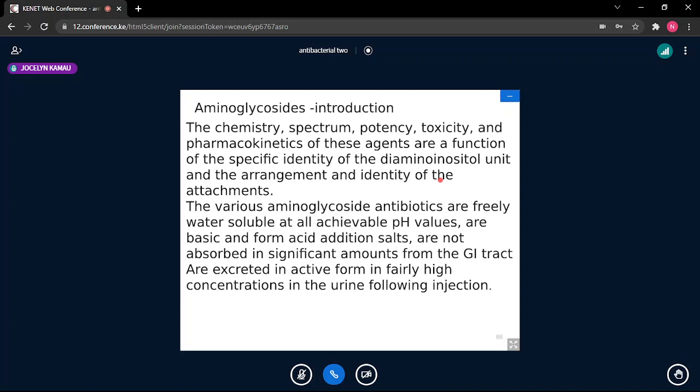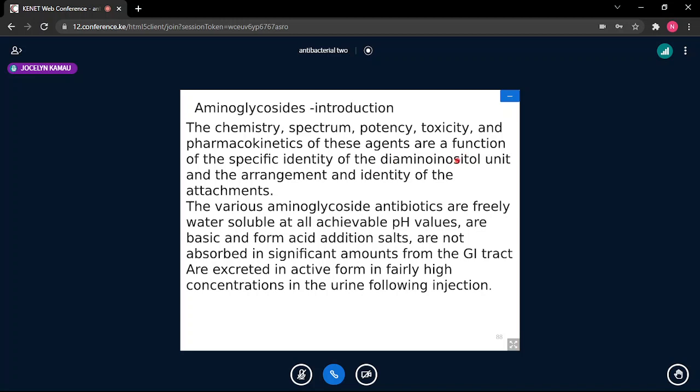So we are saying that the amino or the pharmacophoric cyclohexane group, which is the diamino inositol, the diamino inositol or the guanidino inositol, is important in the activity. And indeed, it is important because you can see streptomycin is a diguanidino moiety derivative, whereas the others are diamino. It has very good activity against Mycobacterium tuberculosis. So we are therefore saying the chemistry, the spectrum, the potency, the toxicity, the pharmacokinetics is dependent on the structure, in simple terms, dependent on the structure of this drug.